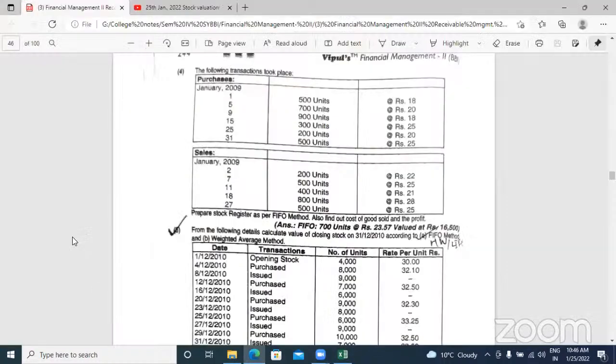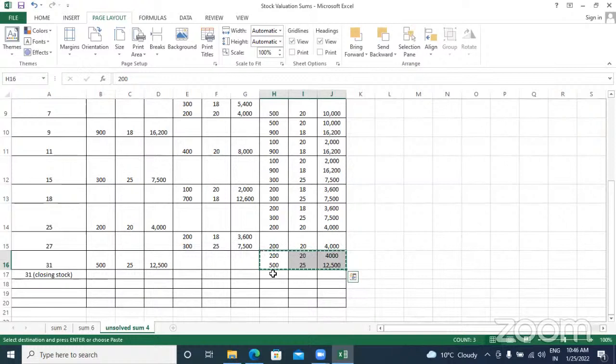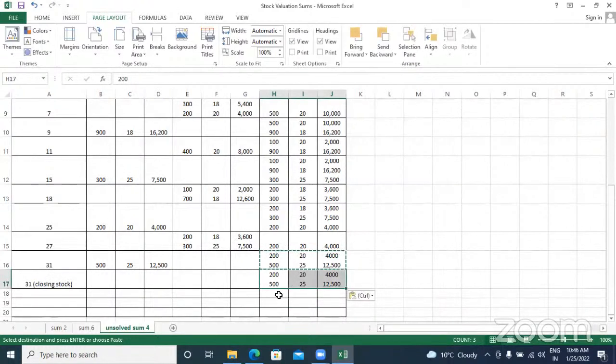So always remember, January month का last date कौन सा होता है? 31st. We will write 31st again, and in the bracket, students, what will I write? Closing stock. Very good. Okay, so tell me, receipt nil, issue nil, balance. Can I write the same balance? Yes, ma'am. And if you want, you can add also 700, and then this is 16,500. That's it.